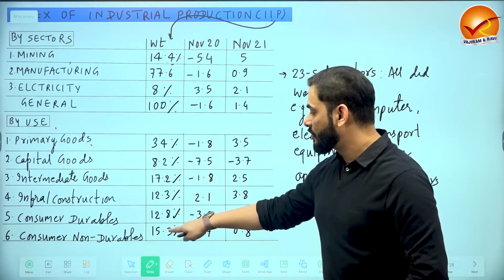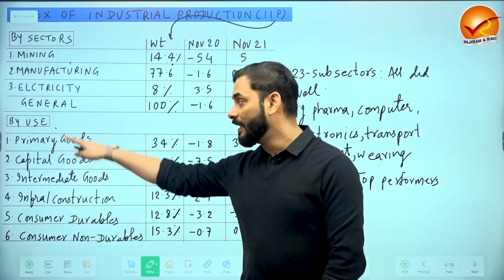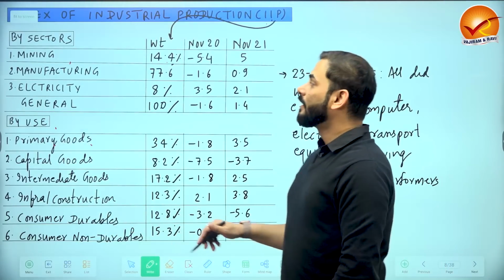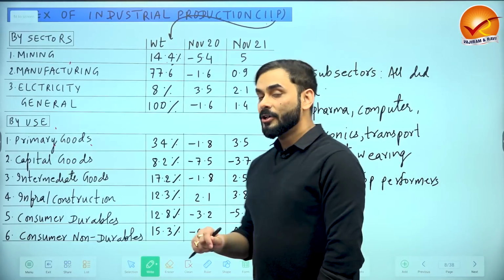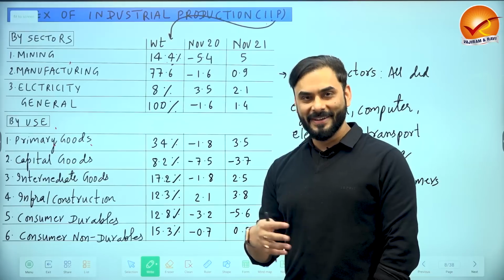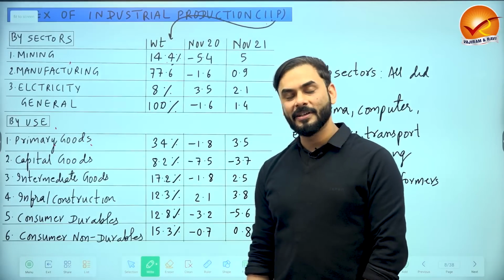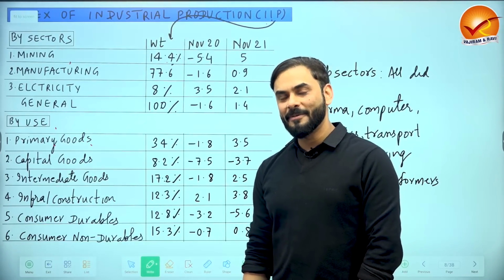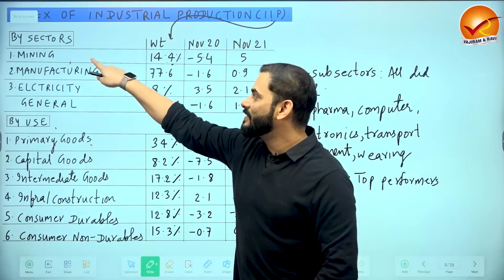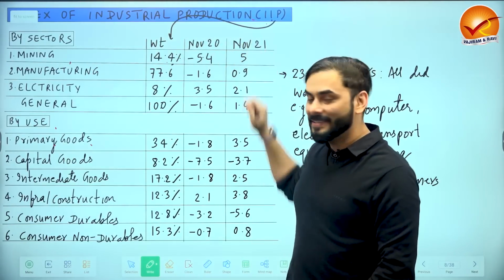This is the weights given to these items by use. All right. Now, we understood how to construct the index of industrial production. One is by sector method, one is by use method. Now let us look at the performance of these sectors of the economy based on IIP, right?